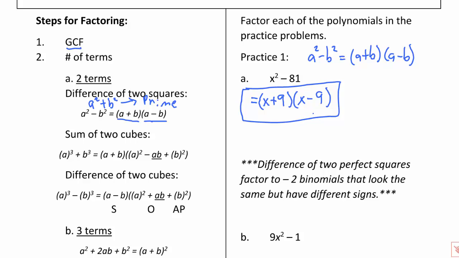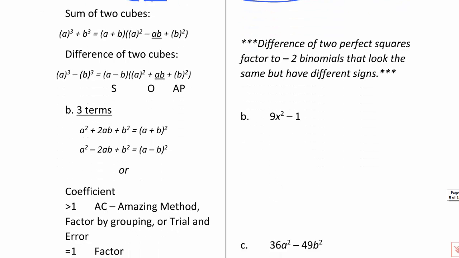You may be wondering, is that it? Is that all? Well, yeah, that's it. A difference of two perfect squares factors to two binomials that look the same but have different signs.